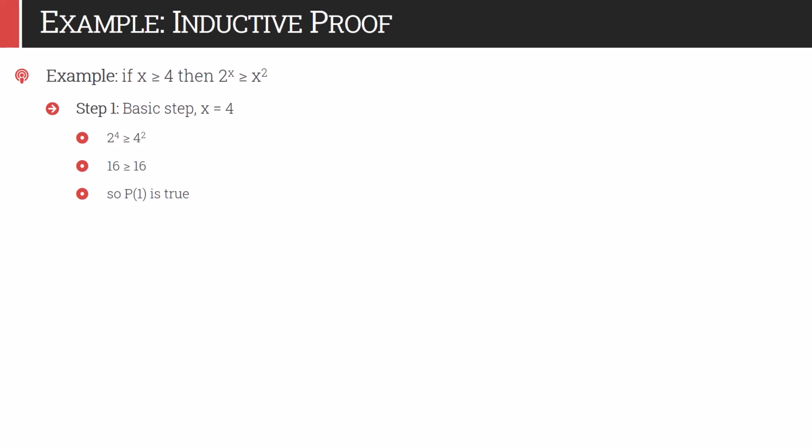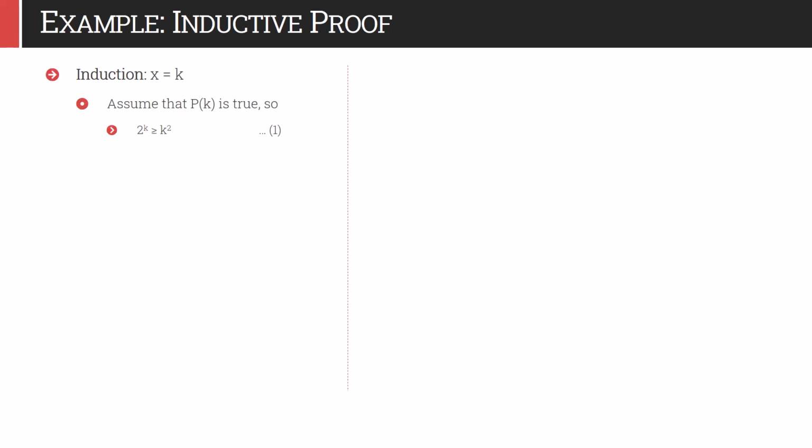So we can say that P of 1 is true. That is, for the boundary condition, the given statement is true. Let us assume that it is true for n is equal to k as well. So we can say that 2 power k is greater than or equal to k square, because we have assumed that it is true for n is equal to k as well.